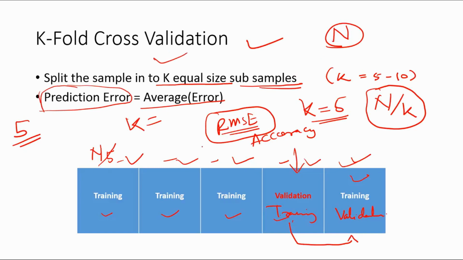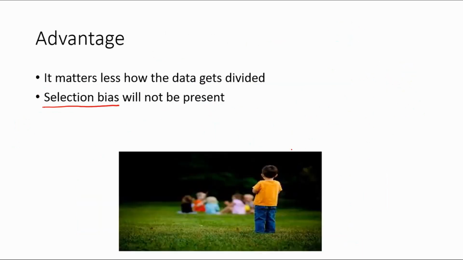Normally people take k to be 5 to 10, because otherwise it takes a lot of computational time to do all these iterations. So here it's 5 subsamples, so we have just 5 iterations. If it is more, it would take a lot more time.